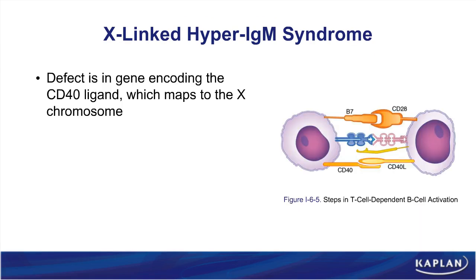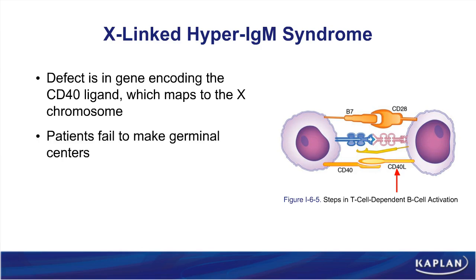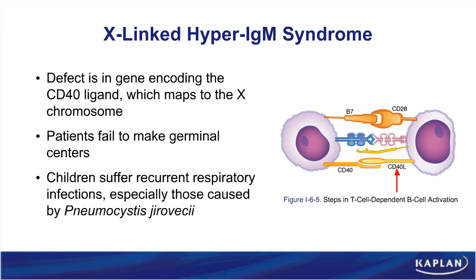The defect in hyper-IgM syndrome is actually on T cells, and it's a defect in CD40 ligand. You'll recall CD40 ligand is expressed on activated T cells. We mentioned it was required for class switching, and it was also required for a memory response and the formation of germinal centers. So as you can see, the patients are failing to make germinal centers. We don't get a good memory response, and in general, children are going to suffer from recurrent respiratory infections. Not just pneumocystis, but children that do have hyper-IgM do tend to suffer from recurrent pneumocystis infections.